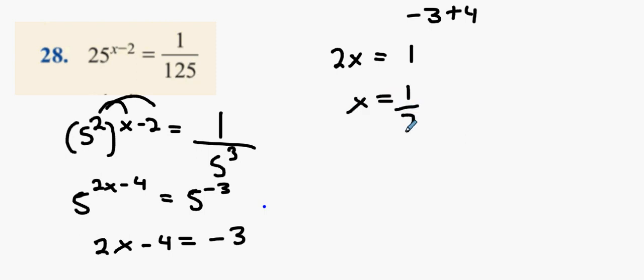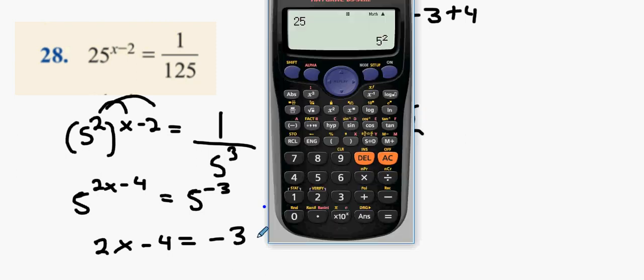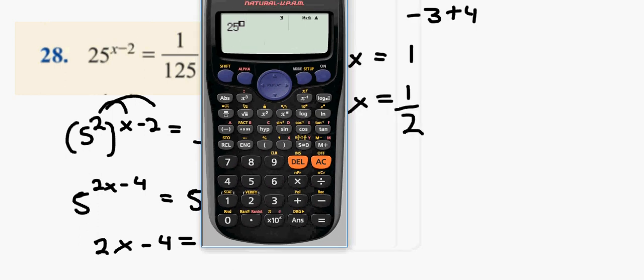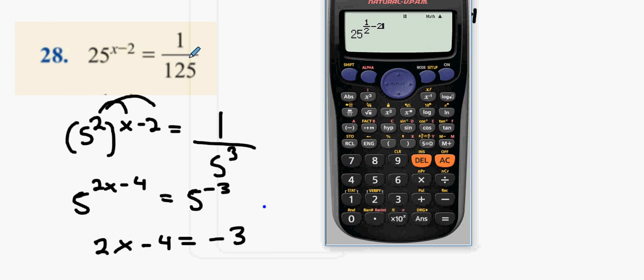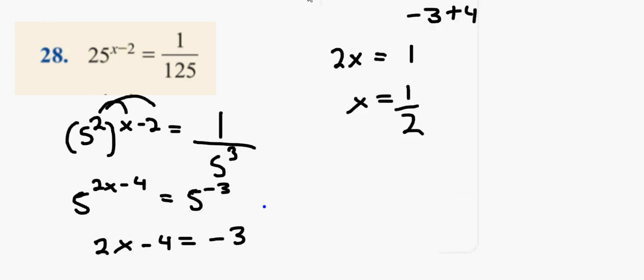Half. If you're in your Junior Cert, there is no back of the book. How do you check if you got the right answer or not? You can put in 25, and then replace the x with a half. What's a half take away 2? And what should my answer in my calculator be if everything has worked perfectly? 1 over 125. And there you go. We don't need the back of the book. You can check your answer in your exam.